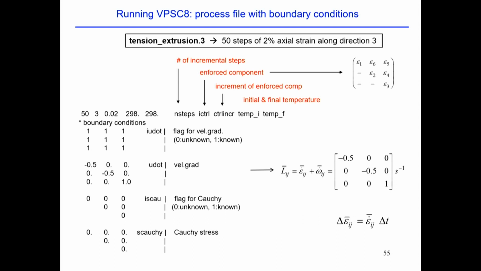And then delta epsilon is going to be epsilon dot times delta t. So if you enforce this component, the component 3, and if you enforce that the increment of that component has to be 2%, from here you calculate the delta t. The delta t is a consequence of enforcing the velocity and the total increment.